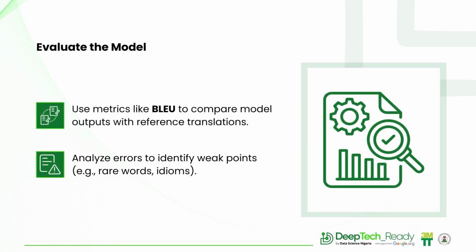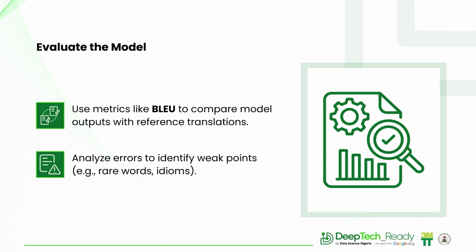Once the model is trained, it is time to evaluate its performance. One of the most common metrics used for evaluating machine translation is the bilingual evaluation understudy, BLEU. It compares the model's output to the reference translations, and it does that by calculating how many n-grams, or sequences of words, in the predicted translations match those in the reference translation. A higher BLEU score indicates that the translation is closer to the human reference.